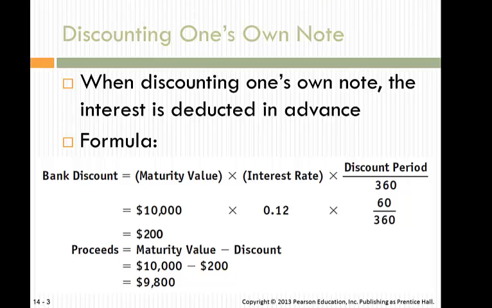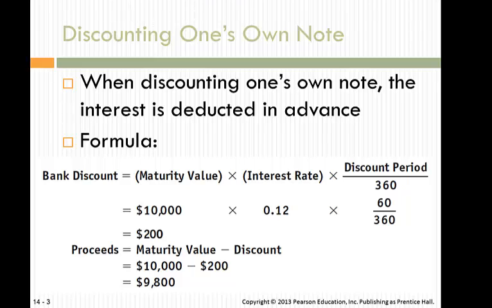The second step is to determine the discount period, but in this case, since the note didn't come from another business, the discount period is the same as the term of the note, which is 60 days. The third step is to calculate the bank discount.